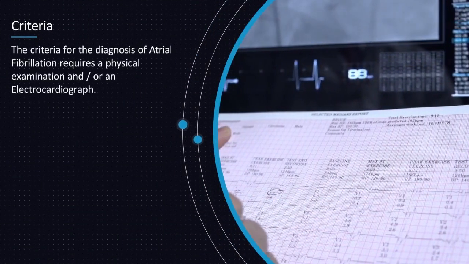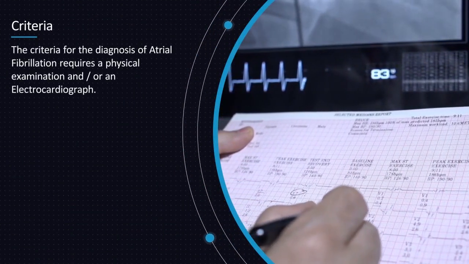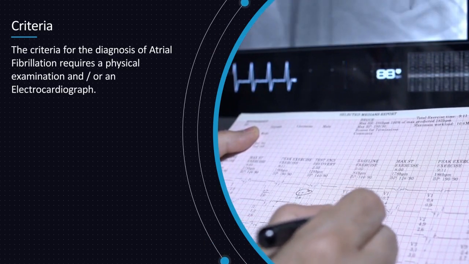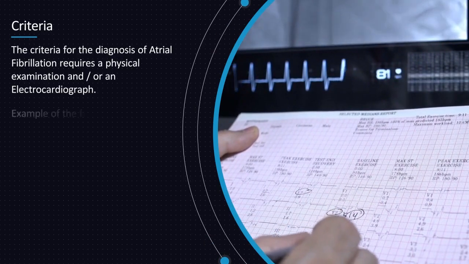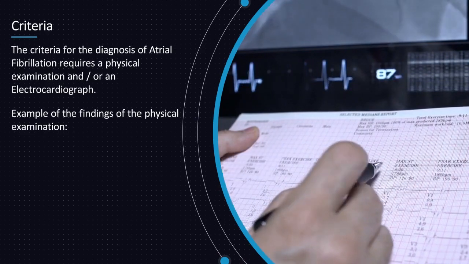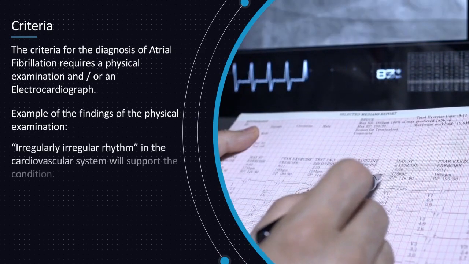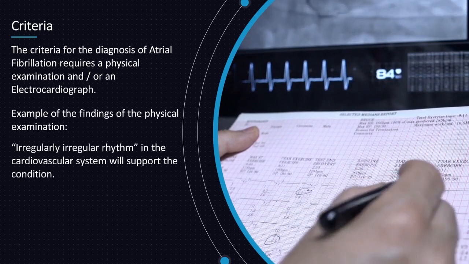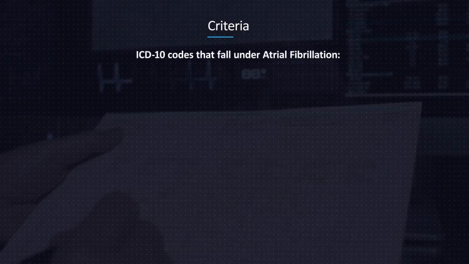The criteria for the diagnosis of atrial fibrillation requires a physical examination or an electrocardiograph. Here's an example of the findings of the physical examination. Irregular rhythm in the cardiovascular system will support the condition. Let us look at the different ICD-10 codes that fall under atrial fibrillation.